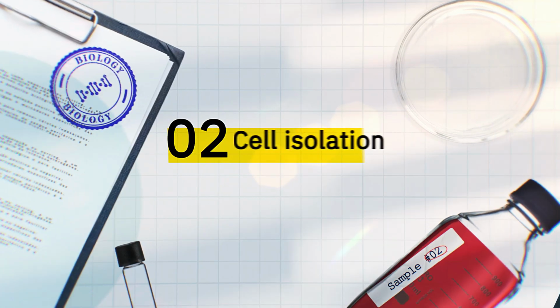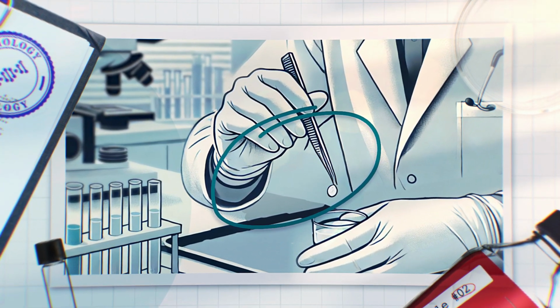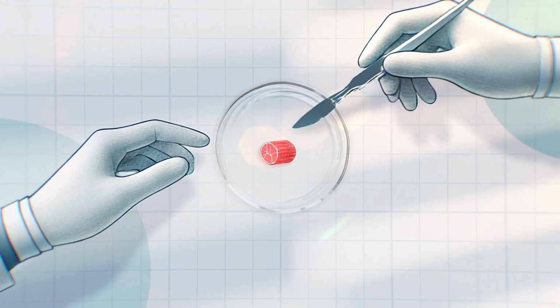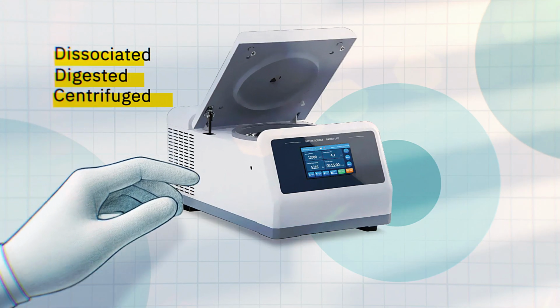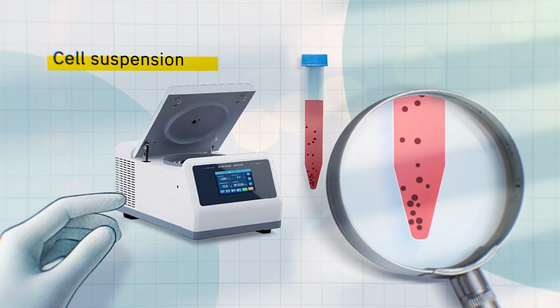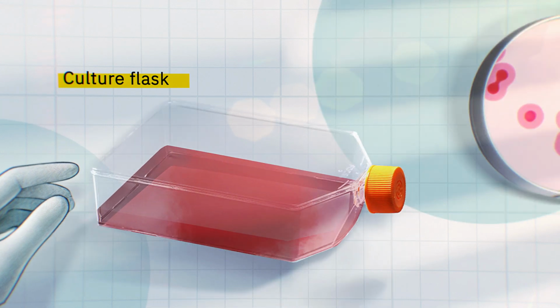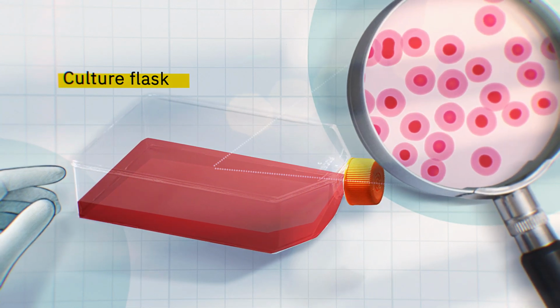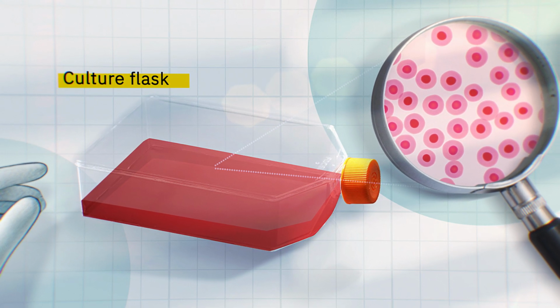Cell isolation. With the muscle sample in hand, it's time to isolate the cells. To do this, the muscle fragments are dissociated, digested, and centrifuged to obtain a cell suspension. This suspension is transferred to culture flasks, where the cells adhere to the surface of the flask and proliferate while consuming nutrients from the media.